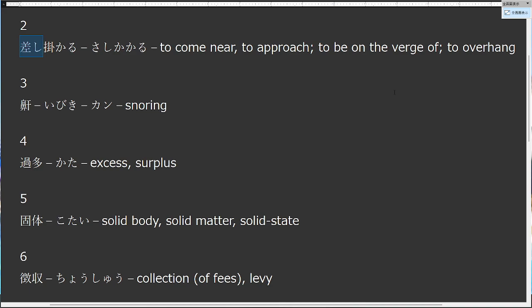Sashi kakaru is to come near, approach, or overhang. Sashi on the left side for our discrepancy or difference, and kakaru on the right side for hanging or suspending. Sashi kakaru, to suspend. The discrepancy between two things is to approach or draw near to one of them. Sashi kakaru.